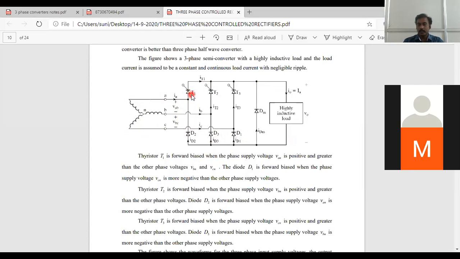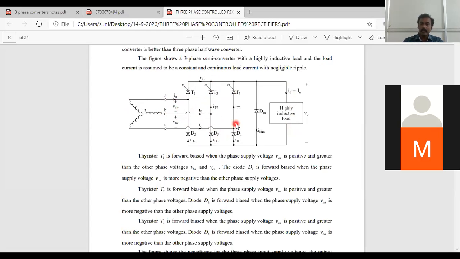If suppose in this particular case D3 is in conduction, the current conduction path is going to be from this phase A to this T1, T1 to this inductive load to this D3, D3 to this phase B. So what will be the voltage? The voltage is going to be the line voltage between these two lines. So VA minus VB. So you are going to have a voltage of VAB. So similarly, the operation is going to be the same for any of the devices T1, T2, T3 like that.